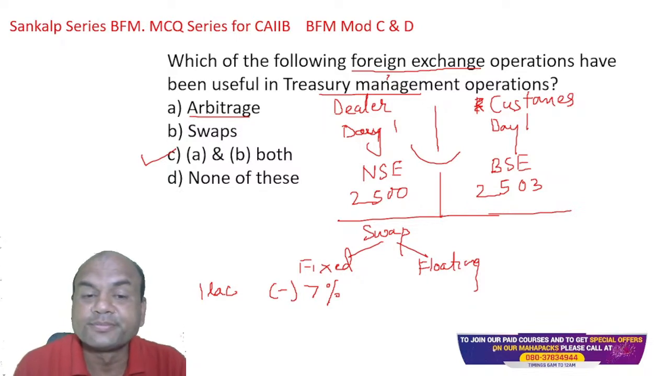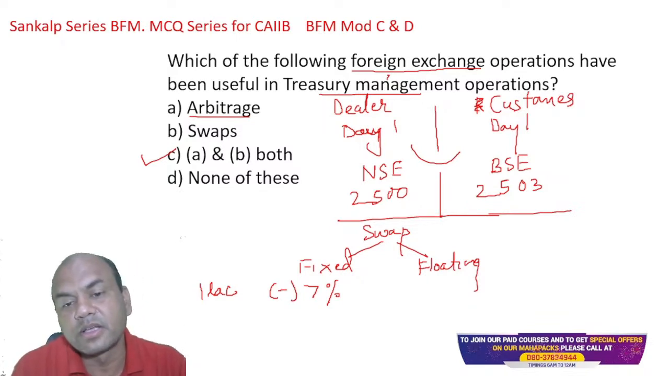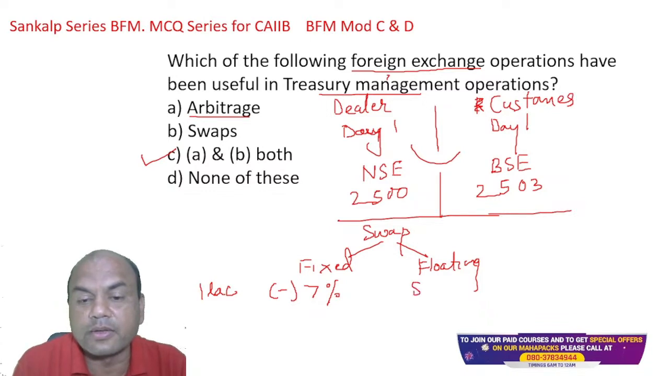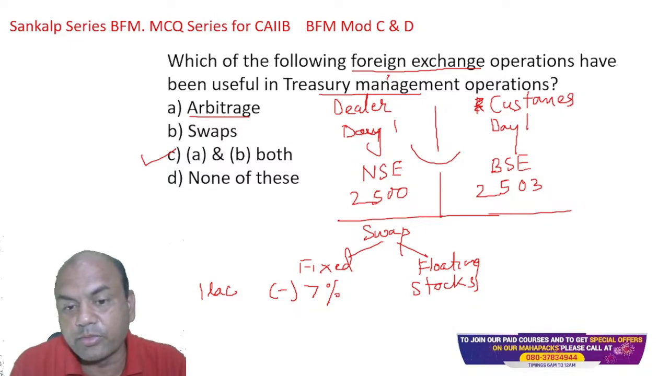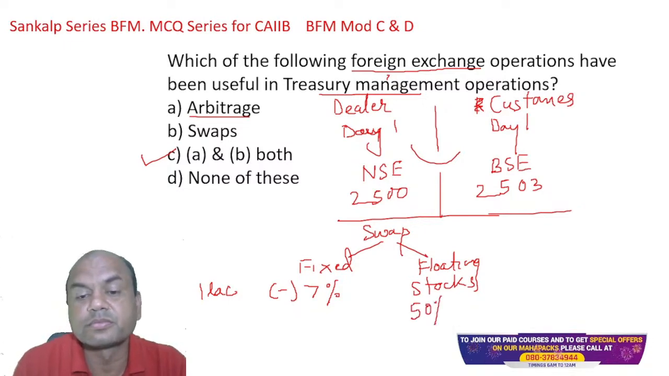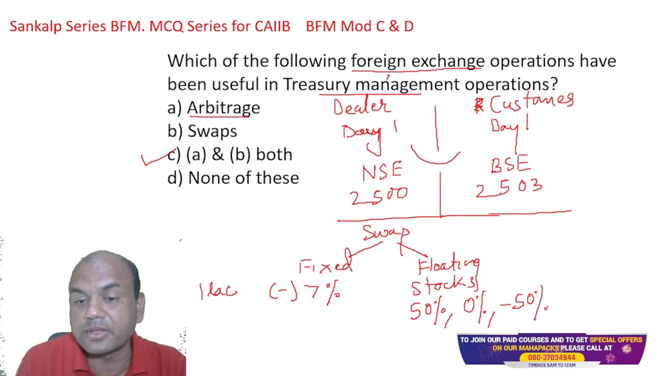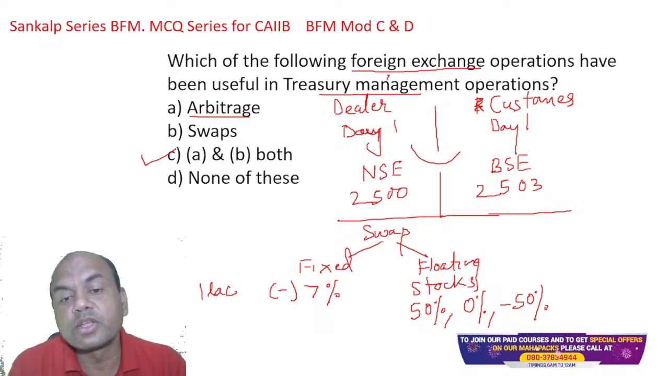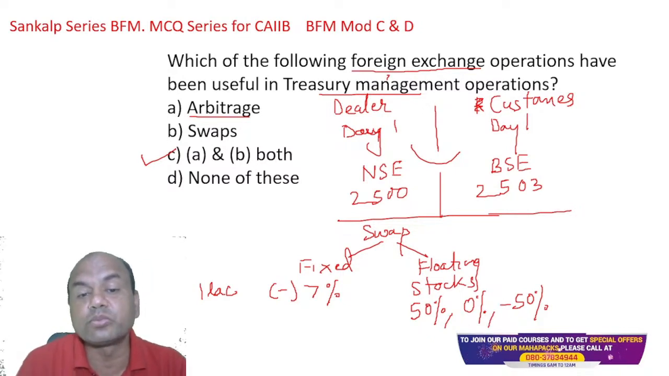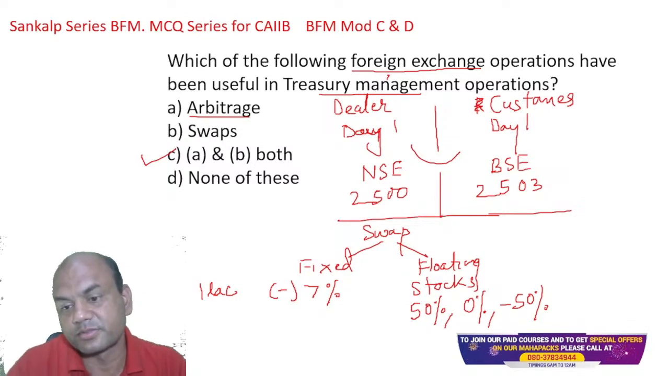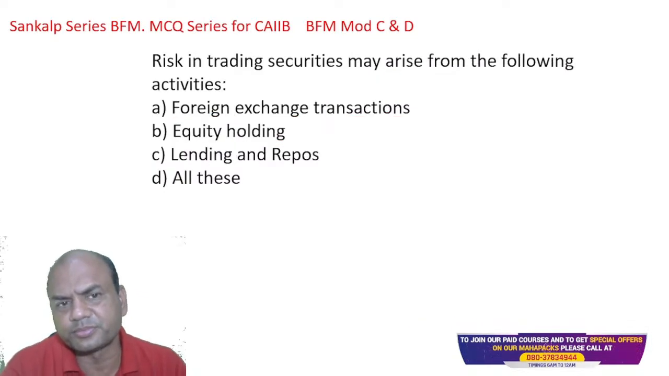So this is fixed. And what do I do with this 1 lakh rupees? I invest it, let's say, in the stock market. Now these stocks can give me either 50% returns, or they can give me 0% returns, or minus 50% also. Anything can happen. So this is floating. So in swaps, always remember one leg is fixed and the other leg is floating. That's why the answer is both A and B, and these operations are used in forex as well as in treasury bonds also.